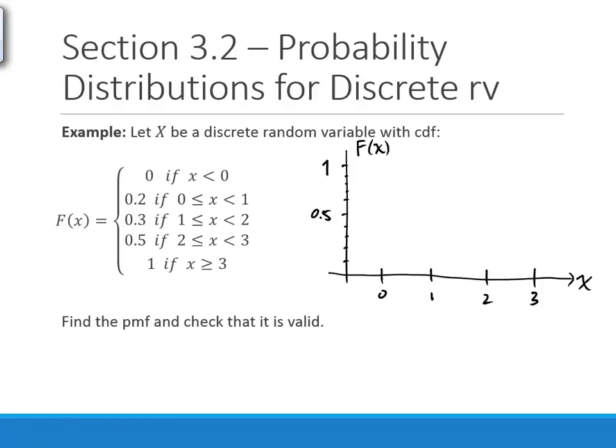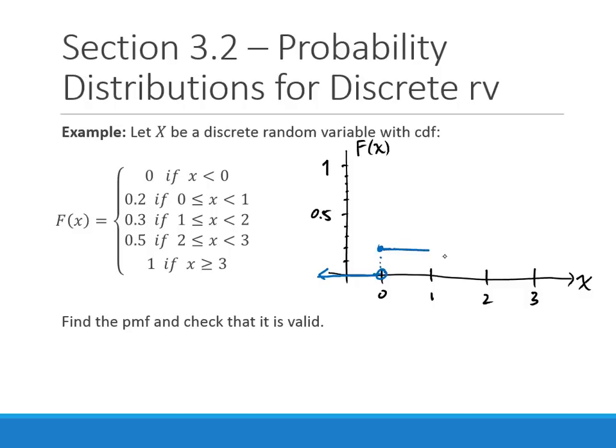Let's do another example, going the other direction now. If I give you the CDF, we can figure out what the PMF is. X is some discrete random variable with the CDF that's given there. Let's draw a quick picture of that. My CDF is 0 going off to the left. When I get to zero, I have a jump up to 0.2. So the probability of being less than or equal to zero is 0.2.